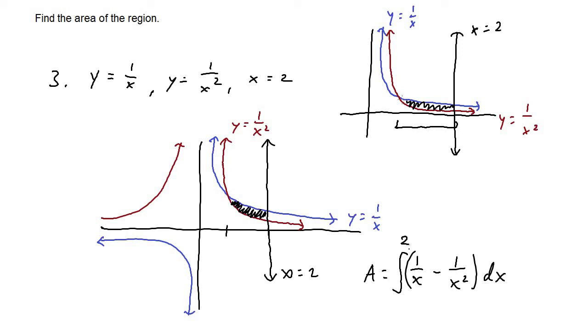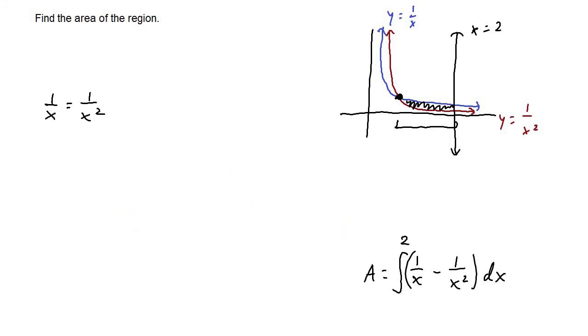Now in order to find the bottom bound, we can already kind of guess that it's 1. But just to double check, we can set those two equations equal to each other. So 1 over x equals 1 over x squared. In order to solve this, I'm just going to multiply both sides of the equation by x squared. So if we have x squared times 1 over x, we'll get x on the left side of the equation, equals 1 over x squared times x squared, which just cancel, and we get 1. So at x equals 1, like we said before, there is another intersection. So our area is the integral from 1 to 2 of 1 over x minus 1 over x squared dx.